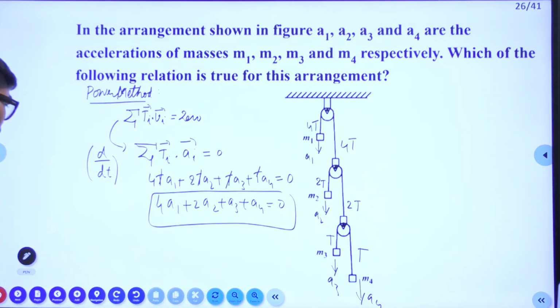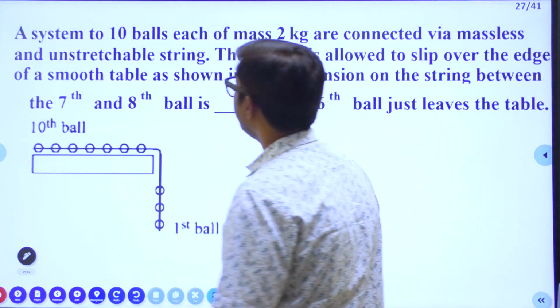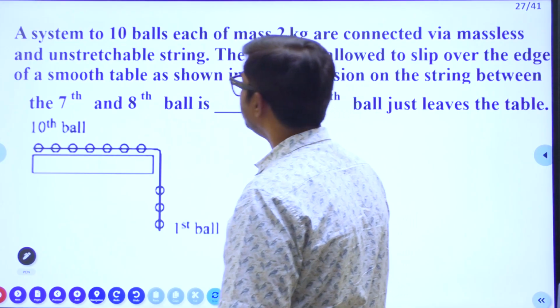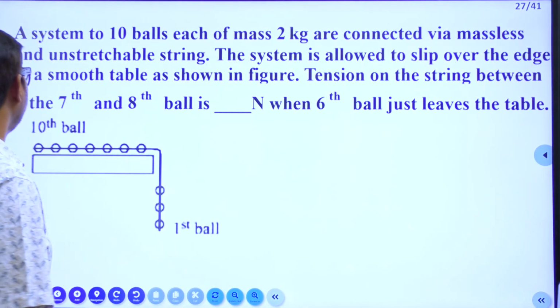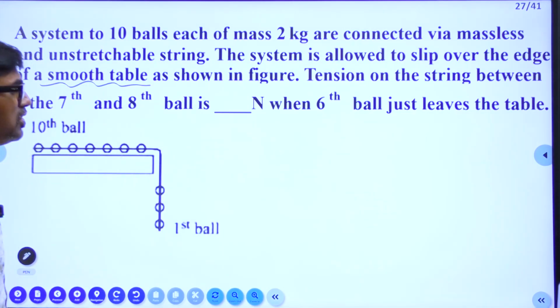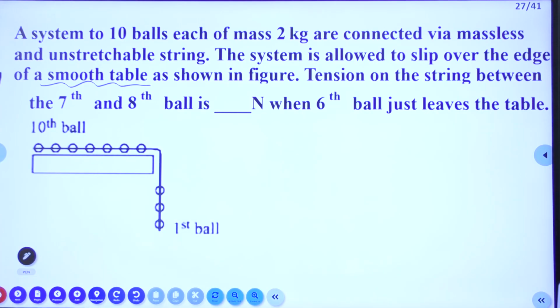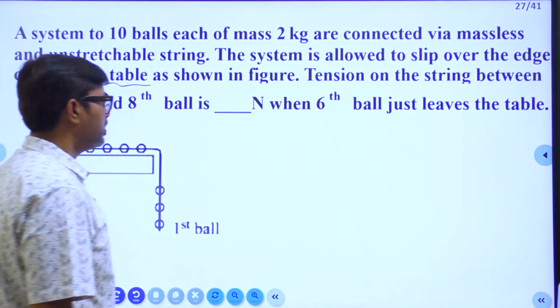So be careful about it. Okay, then. Next. A system of 10 balls, each of mass 2 kg, are connected by a massless and unstretchable string. The system is allowed to slip over the edge of a smooth table, so no friction here, as shown in the figure. Tension on the string between 7th and 8th ball is this much, when the 6th ball just leaves the table. Okay, first we need to draw the diagram, otherwise the problem will be very simple.